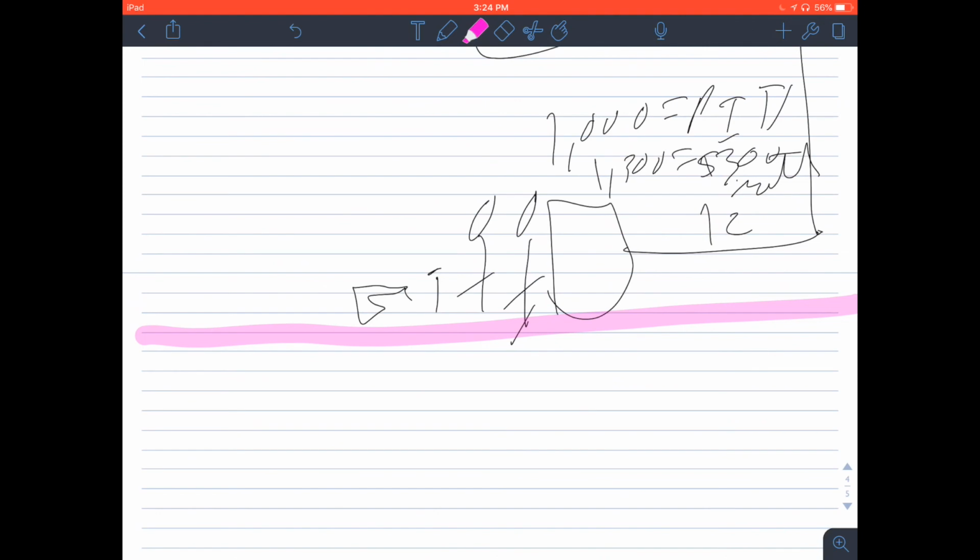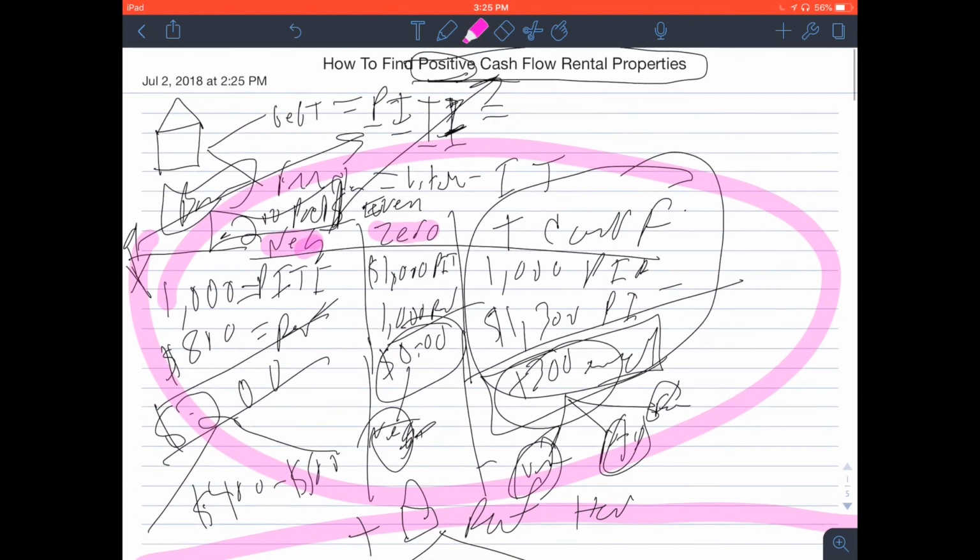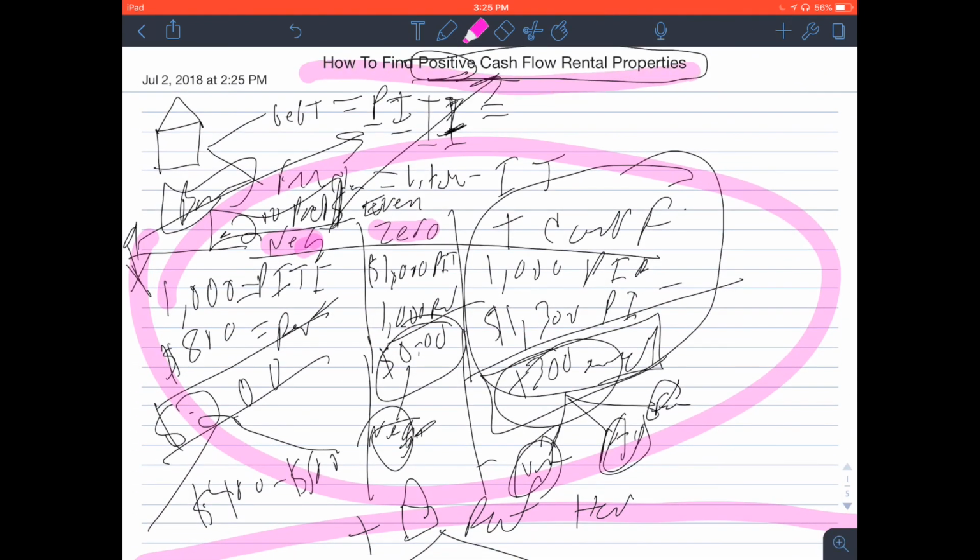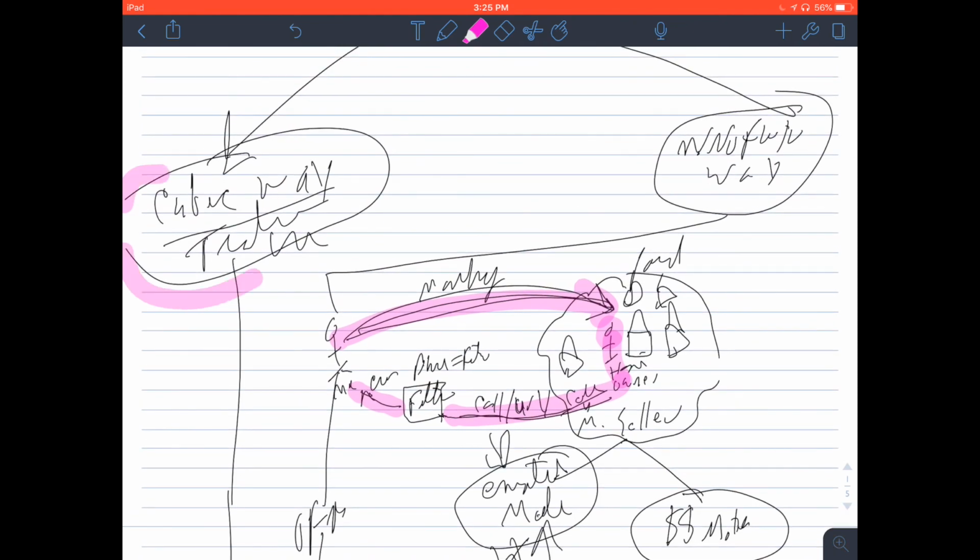So to summarize, there are two ways to get positive cash flow rental properties. The first way is the cubicle way, the traditional way, and the second way is the Mr. No Fluff way.